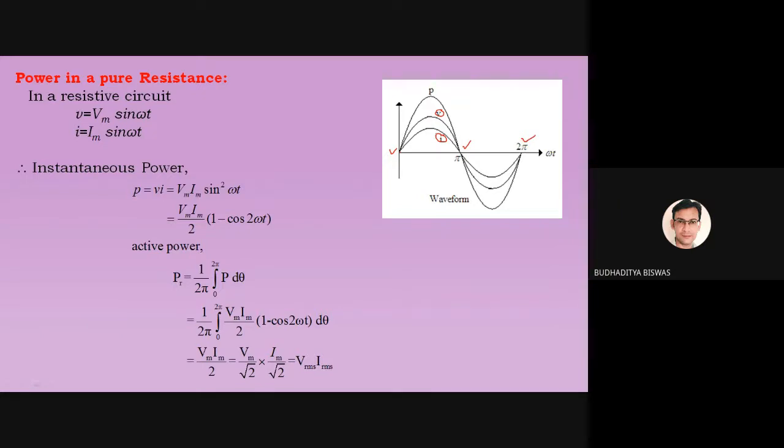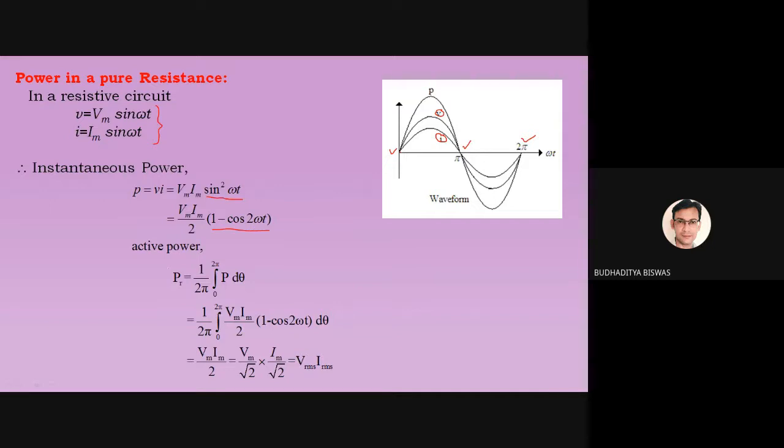So this is the voltage, this is the current. V equal to Vm sin omega t and I equal to Im sin omega t also, because we know that in case of pure resistance, the phase angle is 0. So instantaneous power P equal to V into I. Replace the values of V and I, it becomes Vm Im sin square omega t. Now replace sin square omega t by (1 minus cos 2 omega t) by 2, so P equals Vm Im by 2 into (1 minus cos 2 omega t).